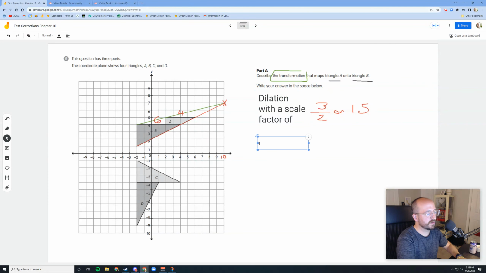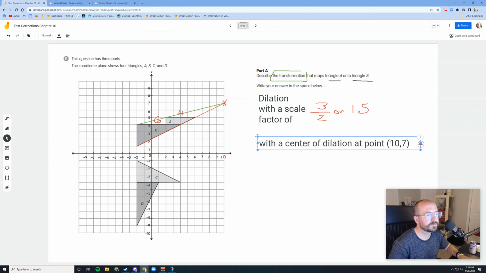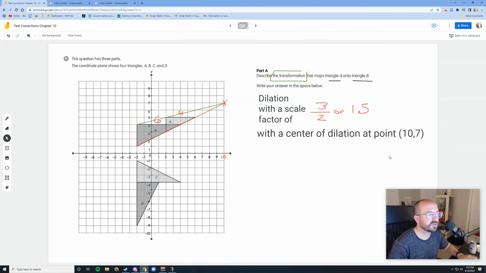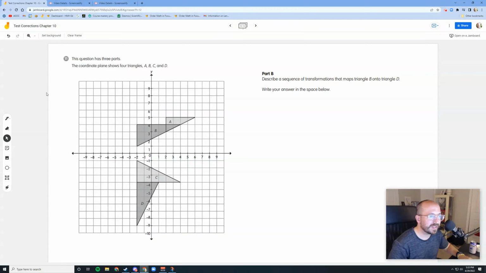But I also need to say with a center of dilation at point 10, 7. Nice. So that is a complete answer. To get from A to B, it's going to dilate 1.5 times. The center of dilation is out here at 10, 7. Beautiful.